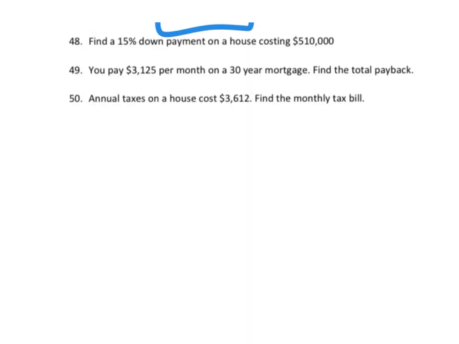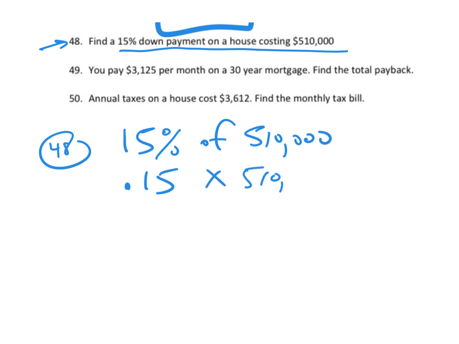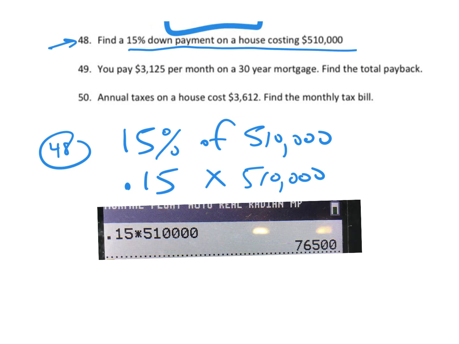For problem 48, we have some financial literacy questions. We have to find a 15% down payment on a house costing $510,000. So for 48, we're going to do 15% of $510,000. We're going to do on our calculator 0.15 times $510,000. So our down payment is going to be $76,500.